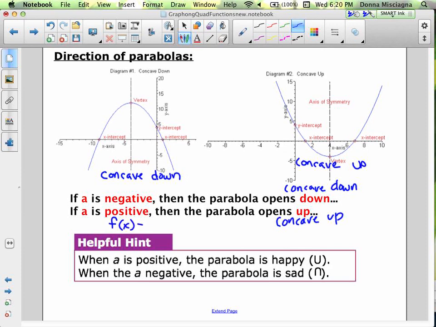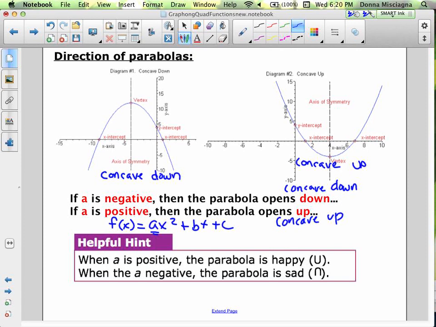So we had ax squared plus bx plus c, right? We call that standard form. So there's our a value. If that is a negative number, the parabola opens down. If a is a positive number, then the parabola opens up. So the way you can think of it is when A is positive, the parabola is happy. When A is negative, the parabola is sad, and it opens downward.